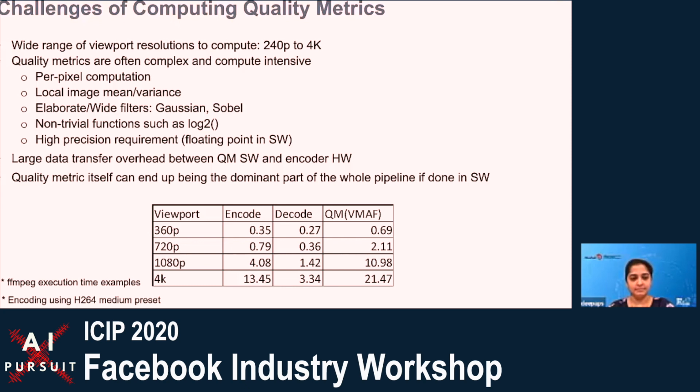All these make quality metrics extremely compute intensive, which can consume most of the available resources if it's done in the software pipeline. Here, we show an example of FFmpeg execution times for different viewport resolutions. We are comparing the time taken to do the encode, decode, and QM operation. Here we use the VMAF score compute for the quality metric. We can see that the quality metric takes more time than the encode and decode operation put together. And as the resolution increases, the computational complexity increases and the time as well increases exponentially. So hardware acceleration would offer a more energy efficient solution in this case to compute these quality metrics. Next slide, please.